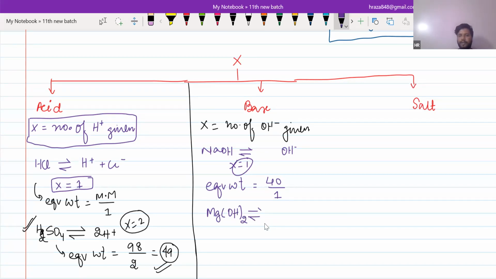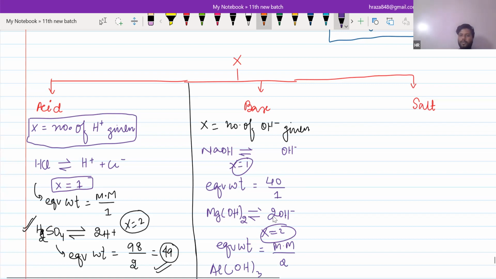How many OH minus can it give? 2 OH minus. That means X for Mg(OH)2 will be equal to 2, and if you are going to take equivalent weight, that will be the molar mass of Mg(OH)2 upon 2. Can you tell me the value of X for Al(OH)3? What will be the value of X for Al(OH)3?